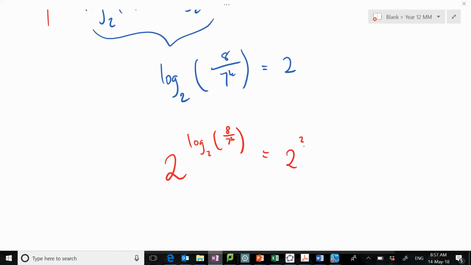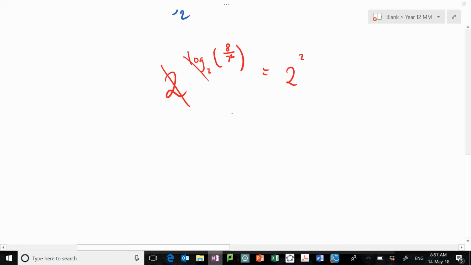Okay, if you have two terms there, you can't do that. But because it's log of all this, these two are inverses, so you can remove that. This one, 2 squared is 4, and then you end up with 8. So this cancels out, and you end up with 8 over 7 to the power of k equals 4.